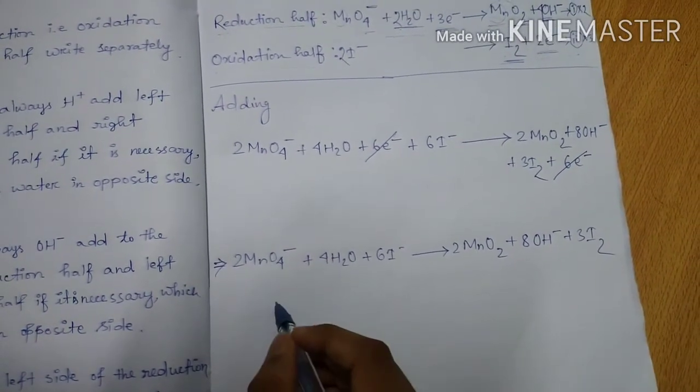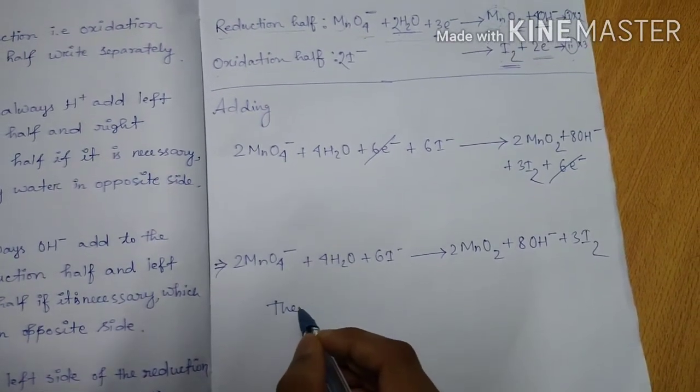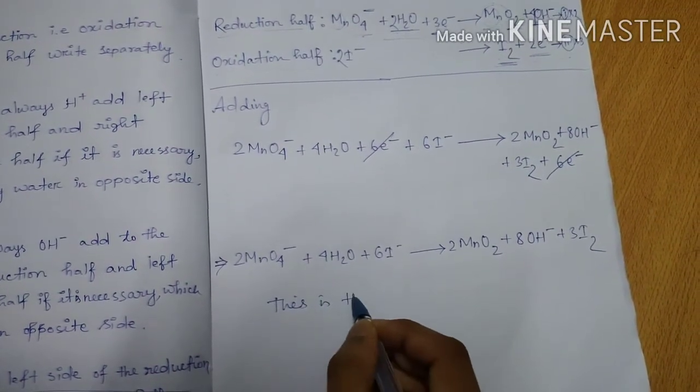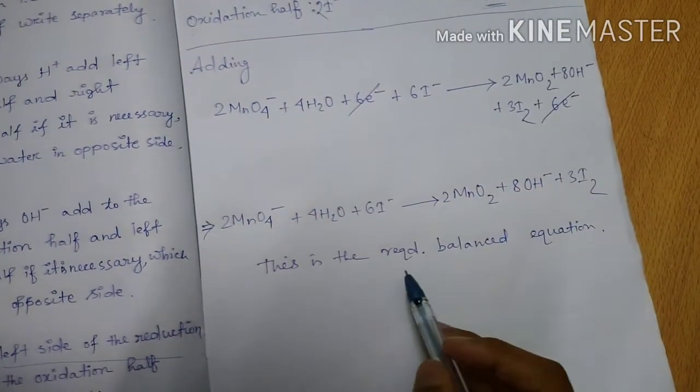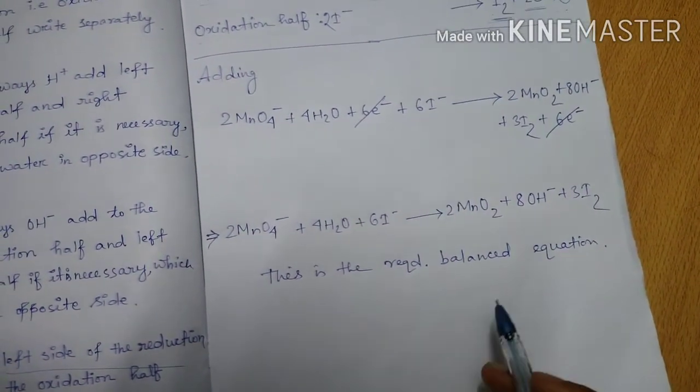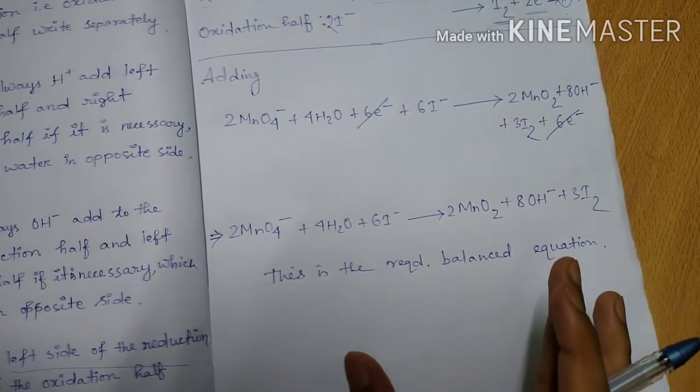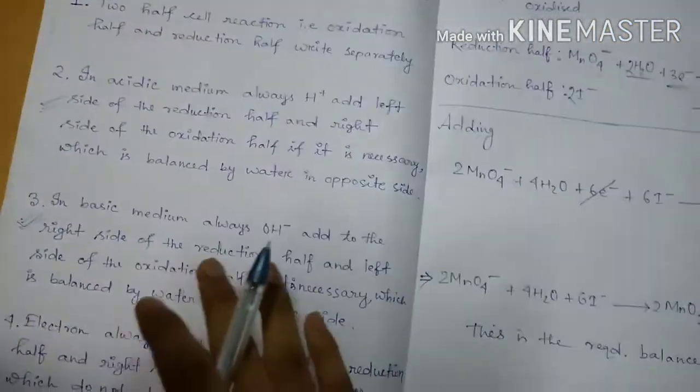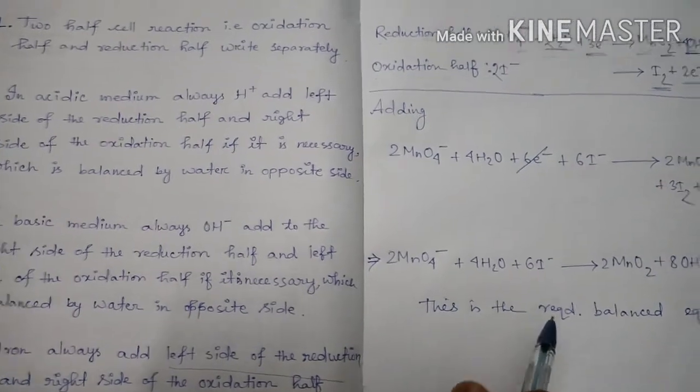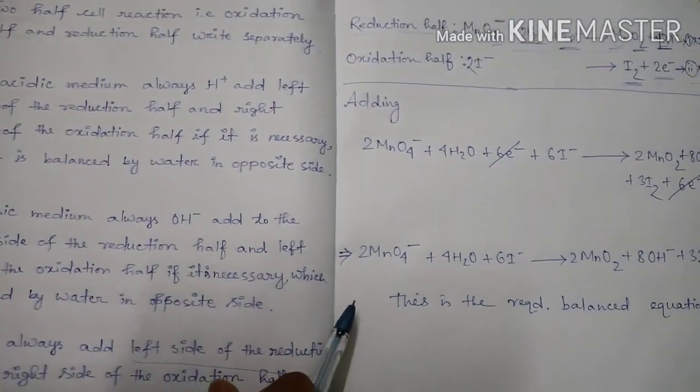Okay, so this is the required balanced equation. By using these 5 rules you can balance any redox reaction in acidic medium or basic medium. I think the balancing of a redox reaction is clear by the ion electron method, or you can say the half reaction method.